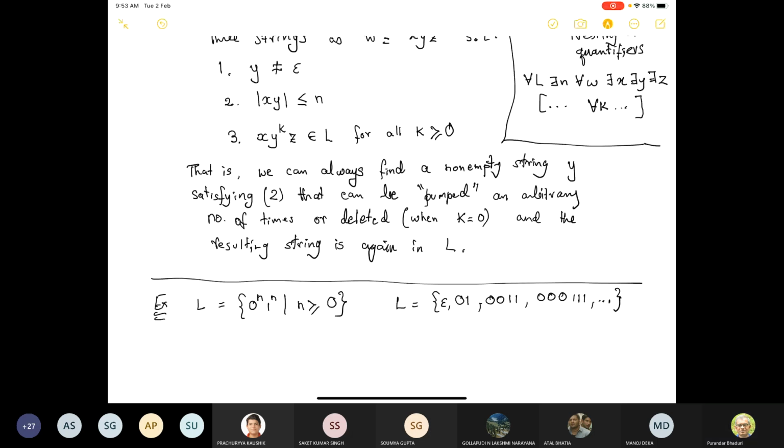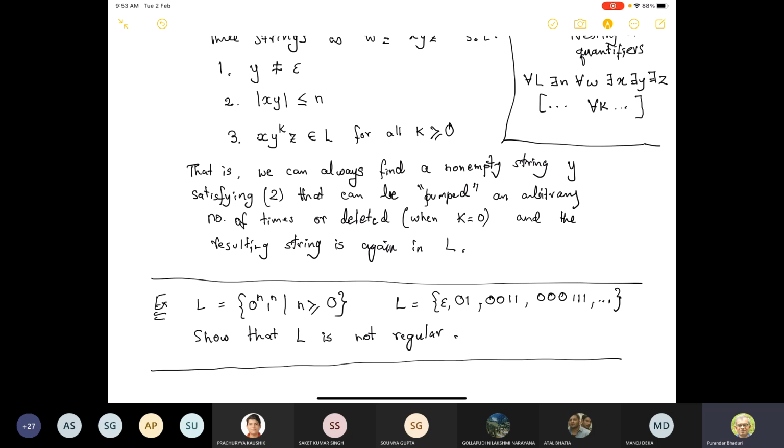Right? So the task is to show that this language is not regular. But we don't have time to do that. So we'll do it in the next class.